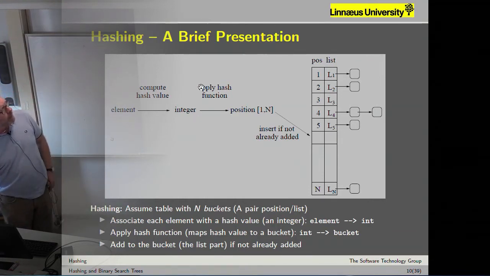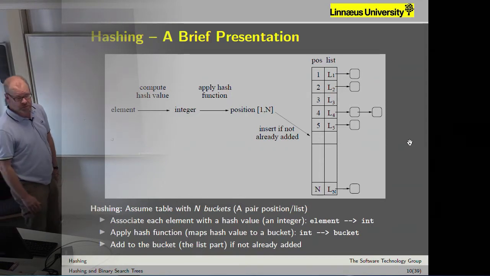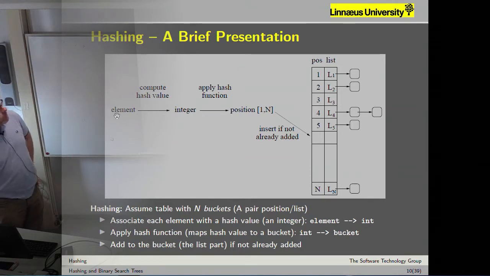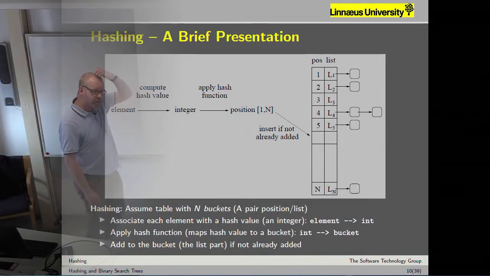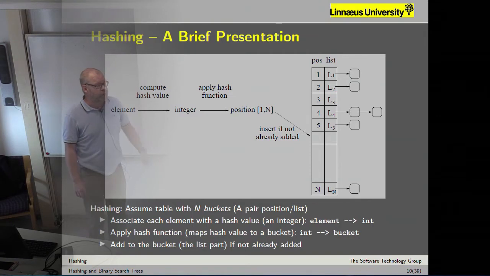Then I apply the hash function. The hash function takes this integer and decides in which bucket to place it. Then I'm going through the list, and if I can find it in the list, then I'm not adding it. If I cannot find it, I add it to the list. So 3 steps. Associate each input element with an integer, decide which bucket to use, and then go through the list and insert it or not insert it. 3 steps to decide whether we already have it or we should add it or not.